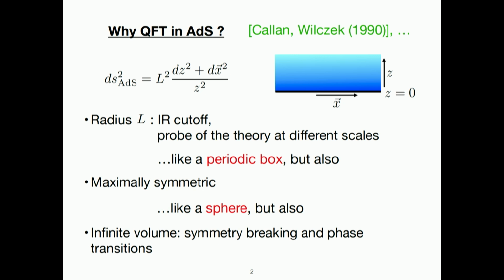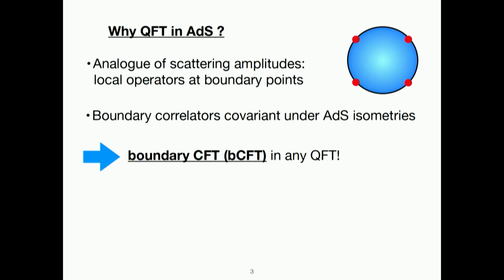But at the same time, AdS has also the nice feature of having an infinite volume, which means that quite a few interesting field theory phenomena are visible, which require infinite volume, for instance, symmetry breaking and phase transitions. So related to this last point, if we go to infinity in AdS, unlike on the sphere, we can define interesting asymptotic observables simply by considering correlation functions of operators inserted at the conformal boundary, which are somewhat analogous to scattering amplitudes for field theory in flat space.